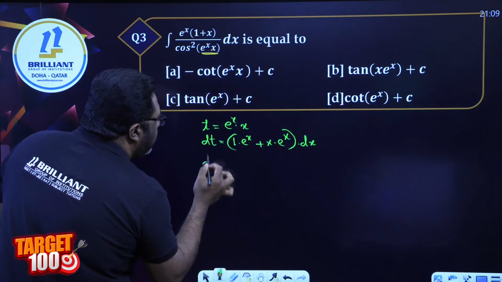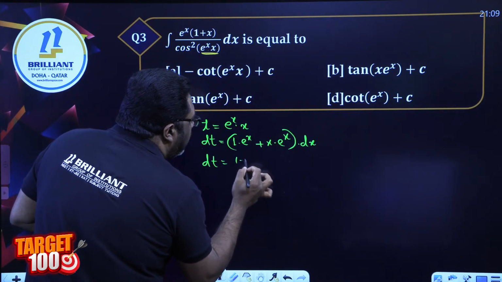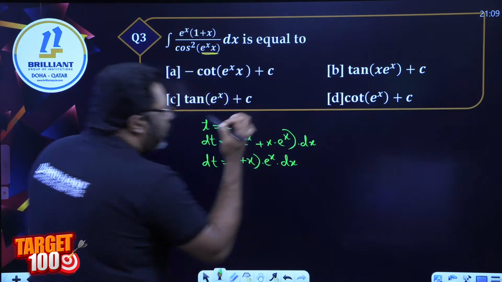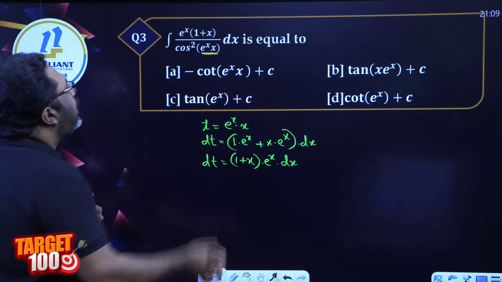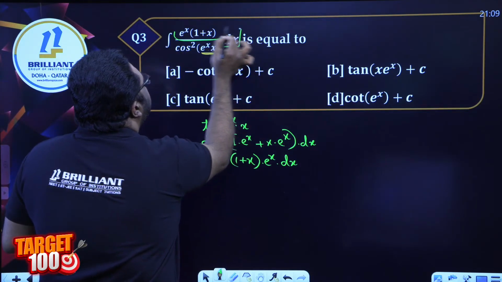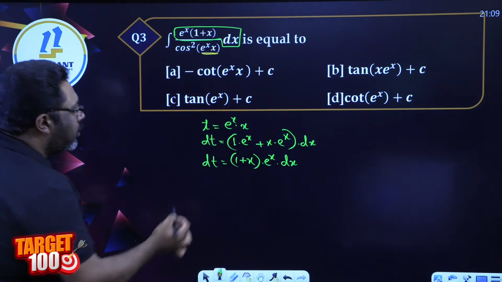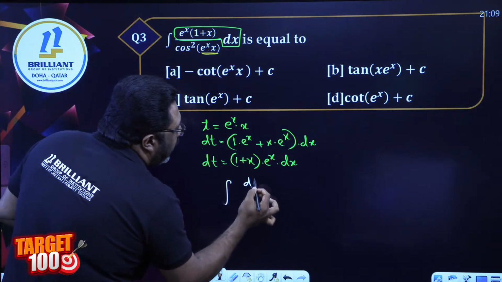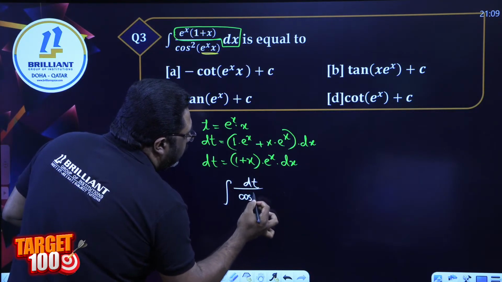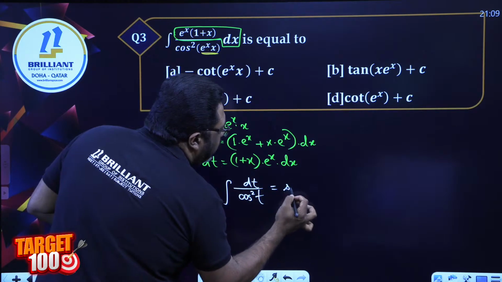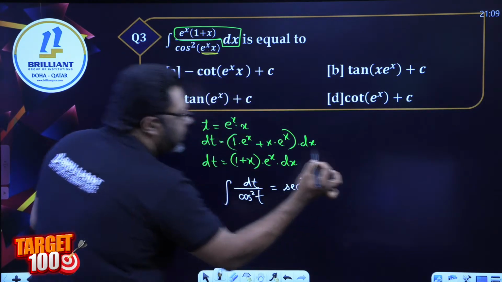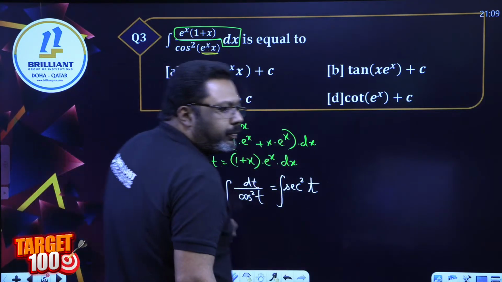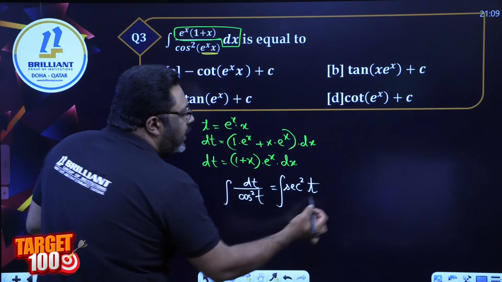So what's dt? 1 plus x, e raised to x, dx. You can see e raised to x is common, take it out. So can you see that this entire term is going to become dt? So my integral is now going to be the integral of dt by cos squared t, and 1 by cos squared t is sec squared t. And what is the integral of sec squared t?